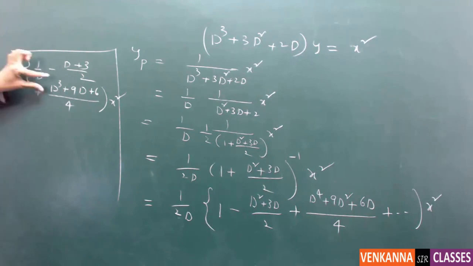Since D cube is there here, this value gives 0. So automatically you can neglect this. So 9D plus 6 by 4 of x square, you just consider. Any more queries here? So did I do any mistake there? You have to correct me.